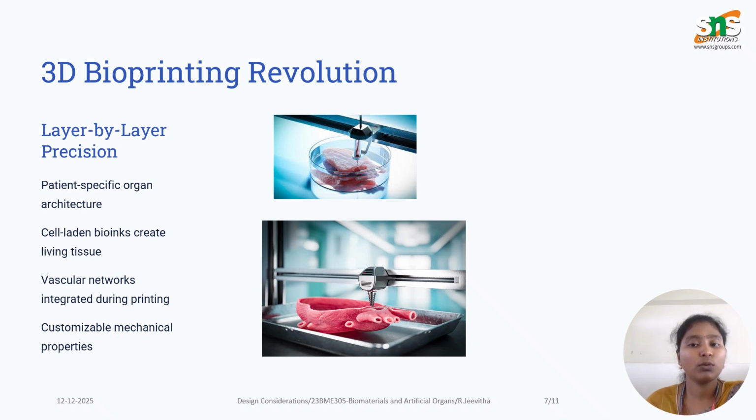One of the major revolutions in artificial organ design is 3D printing. This technology allows us to build tissue layer by layer with very high precision. Because 3D printing is guided by medical imaging, we can create patient-specific structures that perfectly match the individual anatomy. Bioinks, which contain living cells, are used to print living tissues. These printed tissues can include vascular networks, which are extremely important for supplying nutrition and oxygen. By adjusting the printing parameters, we can control the mechanical and the structural properties of the printed organ.